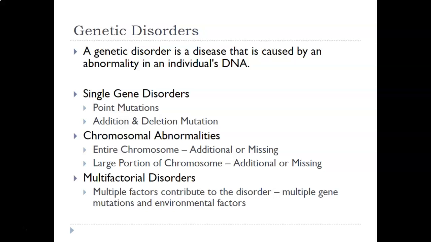Now there's different types here. There's a single gene disorder like point mutations or additions and deletions. Chromosomal abnormalities where either an entire chromosome is missing or added, or a large portion of a single chromosome is either missing or added. And then the third type that we'll discuss is multifactorial disorders, which just means that there's a lot of different things that contribute to the disorder. So it might be multiple gene mutations or gene mutations and environmental factors, or any combination of that and additional factors.